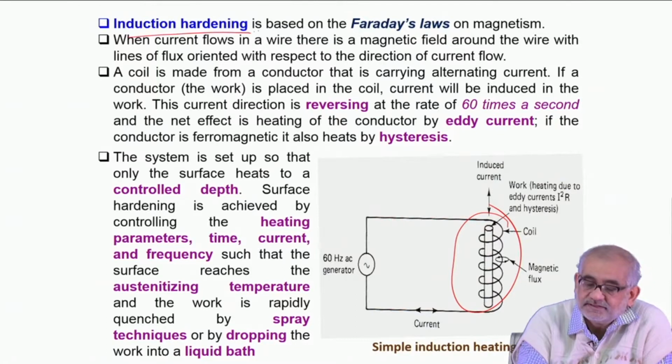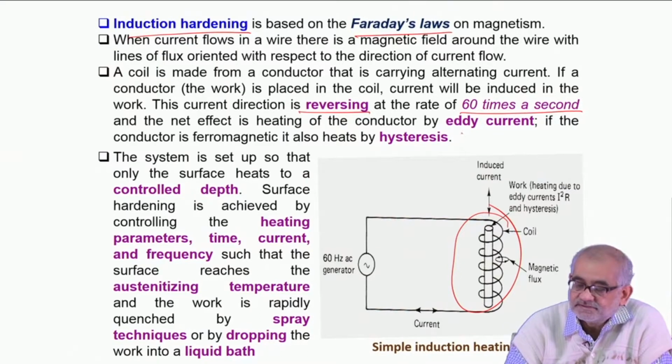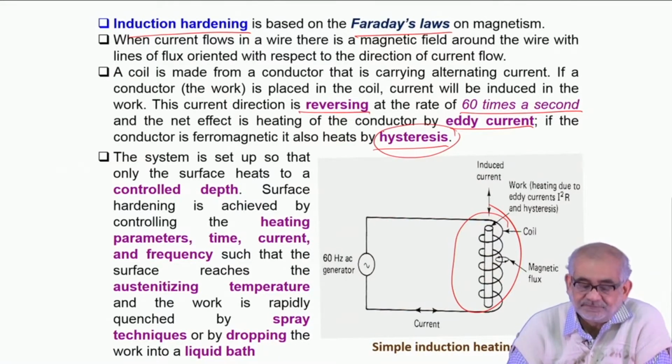What we must realize is that induction hardening follows exactly Faraday's law, which means that if we apply alternating current reversing at a very high frequency, let's say 60 hertz or so, then this is going to lead to generation of very high eddy current. So the heating will be through this eddy current. Also, in addition, there could be alternating cycles of magnetization and demagnetization. So there will be a hysteresis, and the area under the loop will also lead to hysteresis heating.